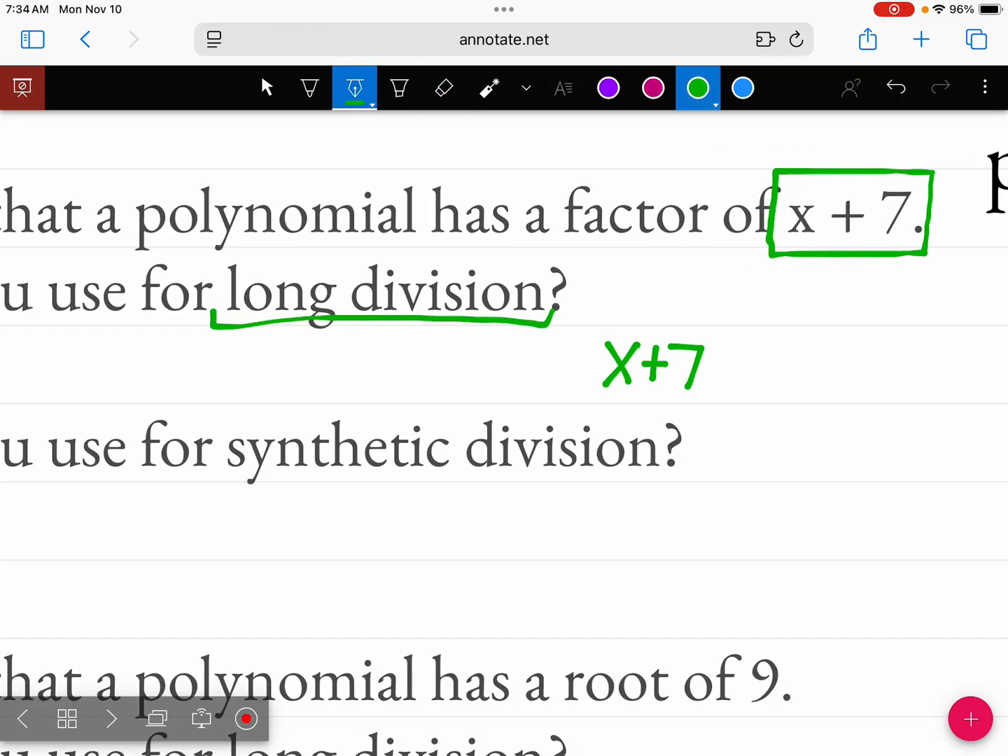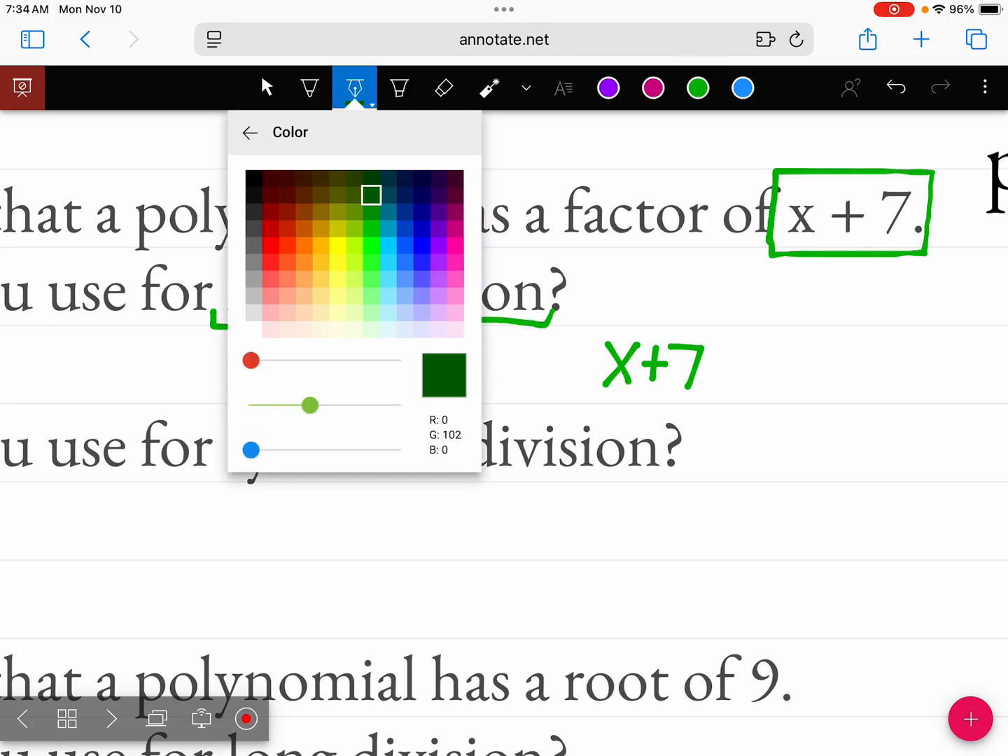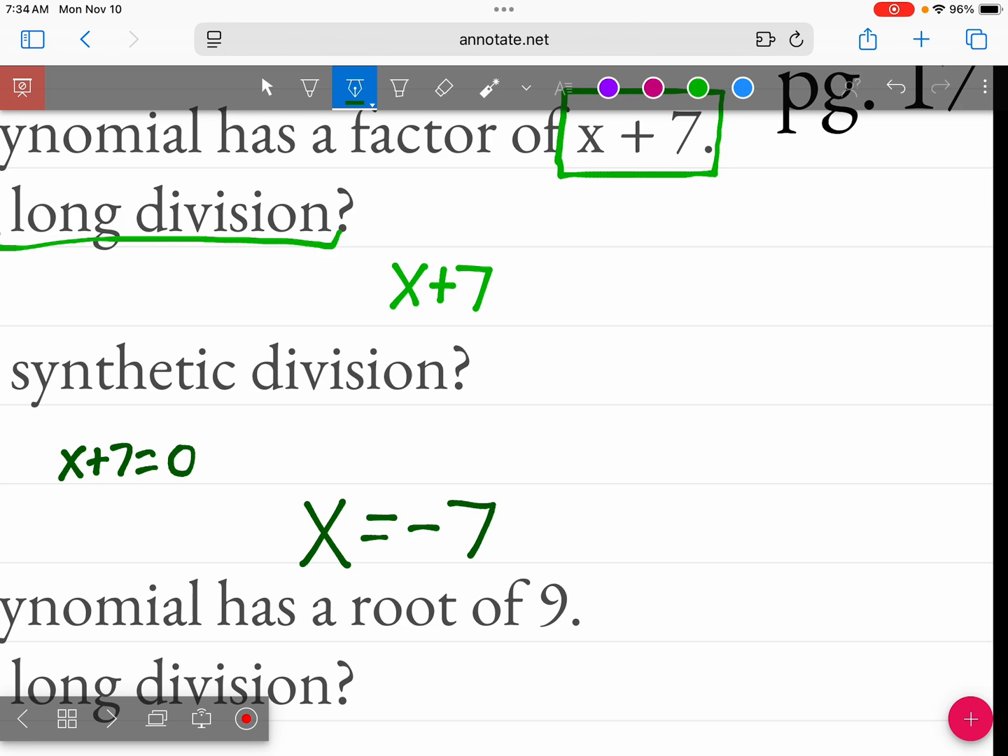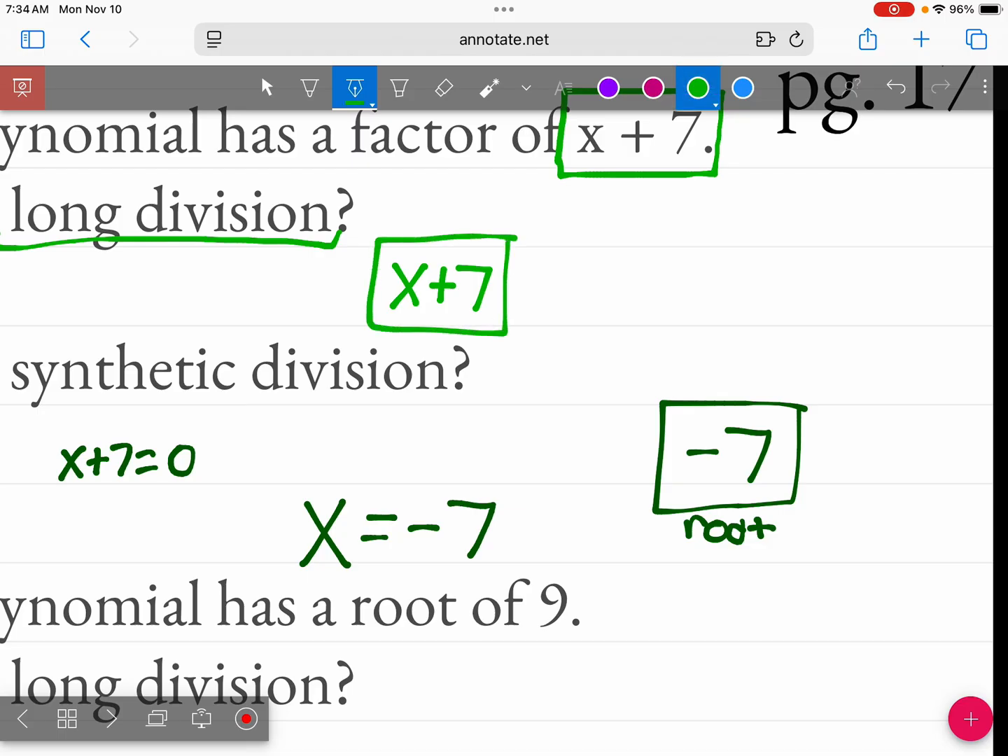When we're using synthetic division, we need the root. What would the root be for this factor? Negative 7. You can either think of this as our x minus r and kind of brain it that way. You can take your x plus 7, set it equal to 0. But we get x equals negative 7. So negative 7 is the root. So the x plus 7 is the factor. Negative 7 is our root.